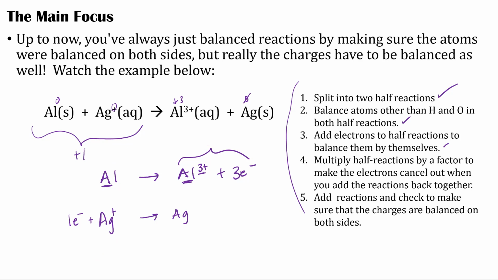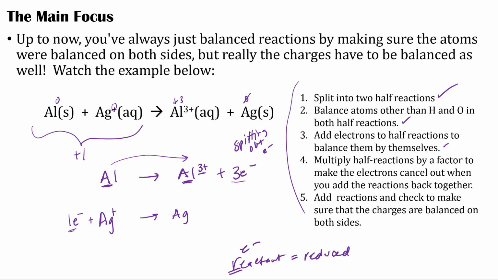And real quick, I'm just going to explain a concept. And you don't have to do this when you're balancing these reactions, but this right here is being oxidized. It's going up in charge. It's also spitting out electrons. And so that means that it's losing electrons, and this is taking in electrons. So that means that it's being reduced. So if the electrons are on the reactant side, then that means it's being reduced.